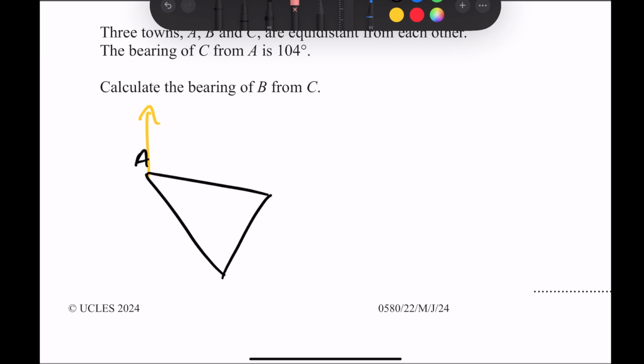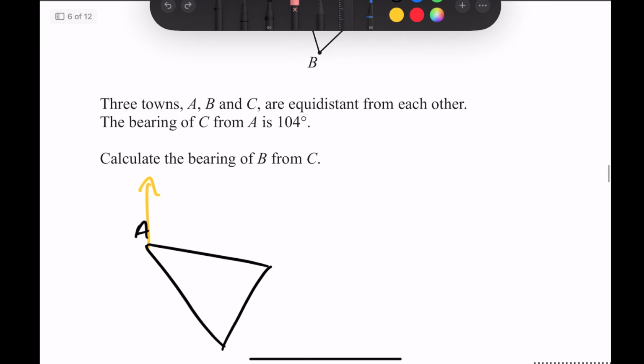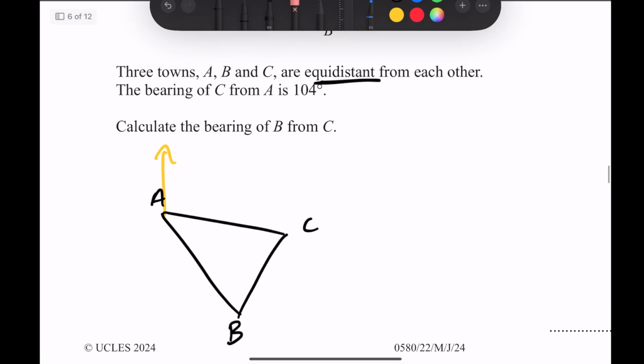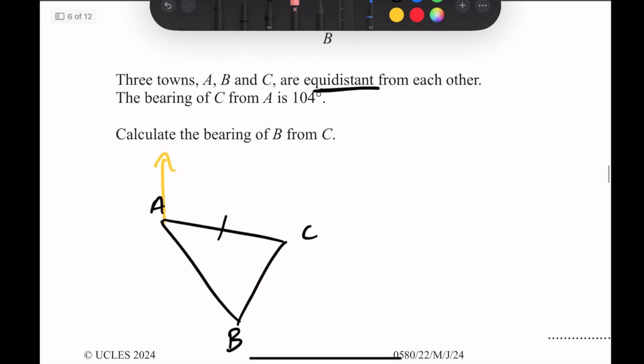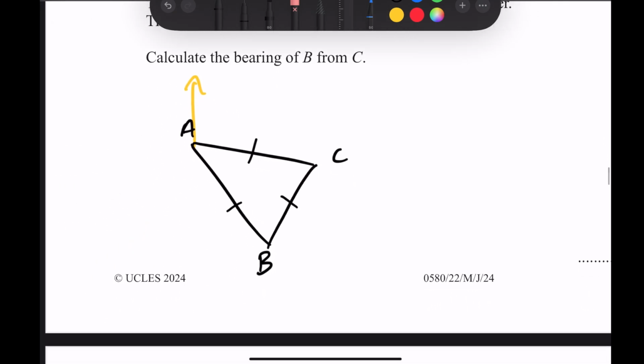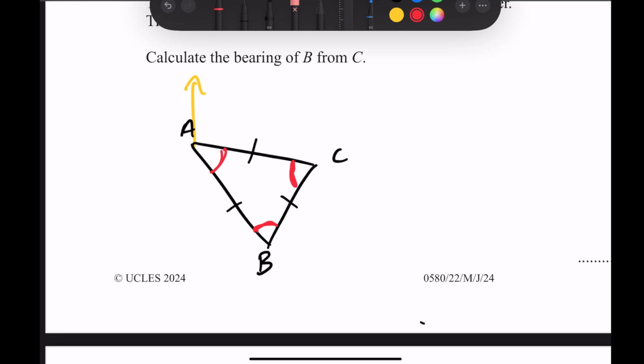Now, a key fact is that these three towns are equidistant from each other, which means that they are all of equal distance from each other. Therefore, AC is equal to AB, which is equal to BC. Since they are equidistant, the angle ACB is equal to angle ABC, which is equal to angle BAC. So these three angles are also the exact same because triangle ABC is an equilateral triangle.